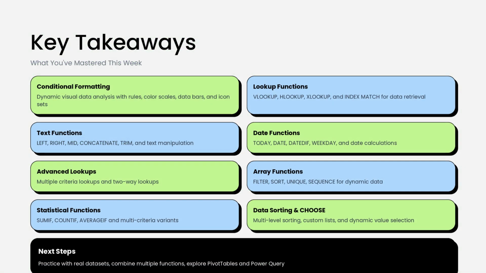As we conclude our training, these are the key takeaways. Summary of what you learned. This week, you learned intermediate Excel skills, including conditional formatting, lookup functions, advanced text and date manipulation, dynamic arrays, SUMIF and SUMIFS, and advanced sorting. These skills make you faster, more accurate, and more valuable in any data-driven role.